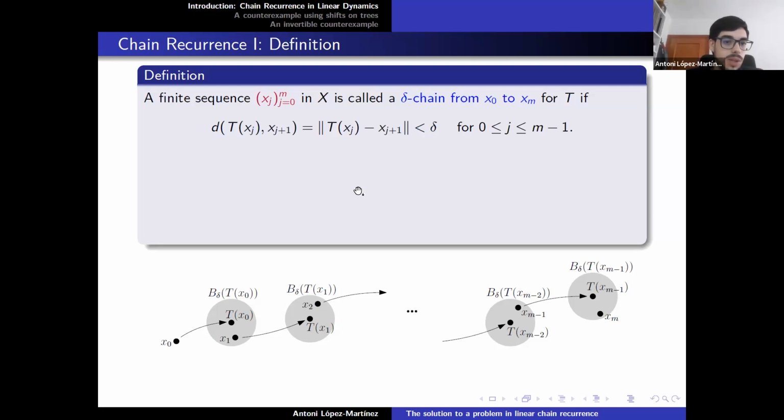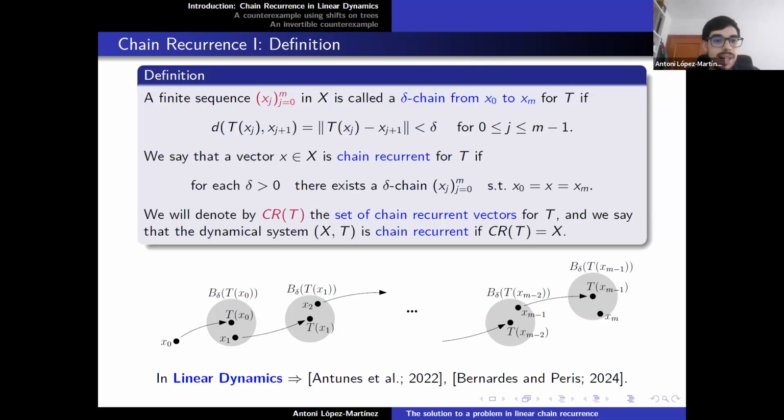And once we know this definition, we say that a vector is chain recurrent if for each delta there exists a delta chain starting and finishing on this vector. Recurrence means that I can come back to the vector, and chain recurrence means that I can come back to the vector with chains. We will denote by CR(T) the set of chain recurrent vectors of an operator, and we say that a dynamical system is chain recurrent if every single vector of the space is chain recurrent.